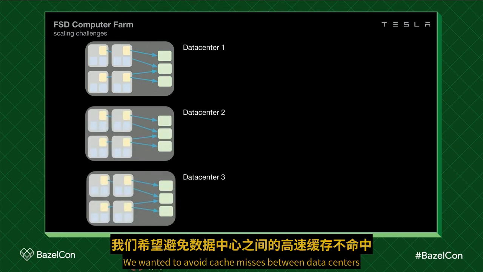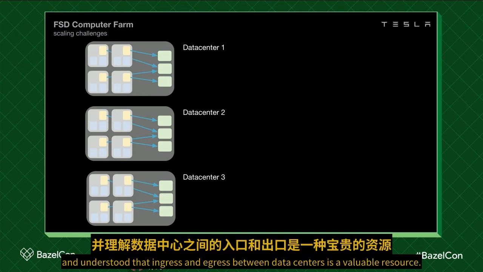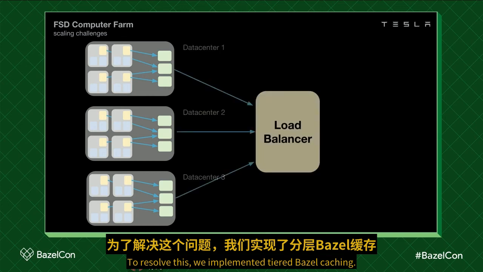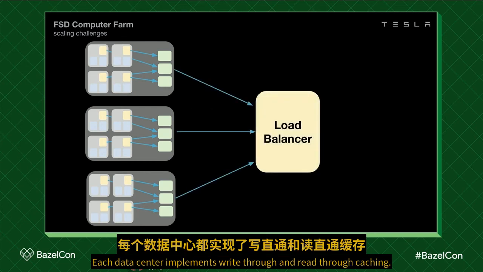We wanted to avoid cache misses between data centers and understood that ingress and egress between data centers is a valuable resource. To resolve this, we implemented tiered Bazel caching. Each data center implements write-through and read-through caching.